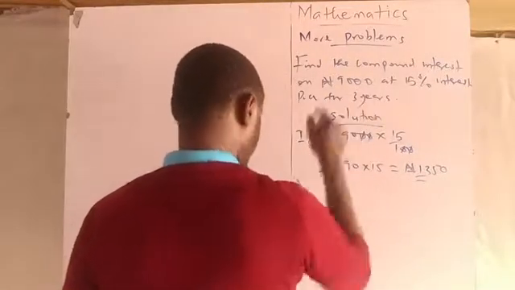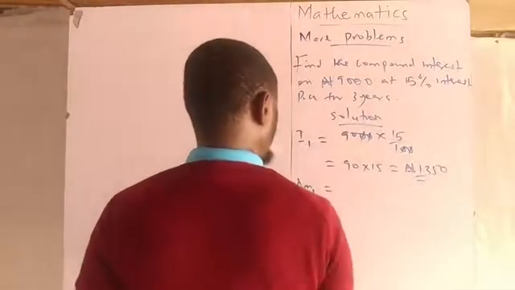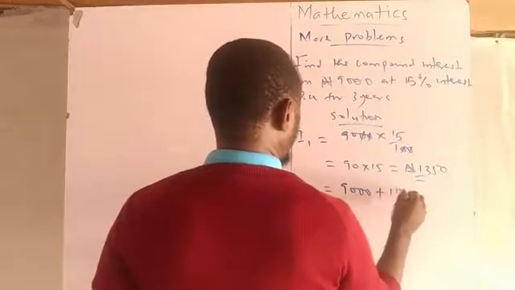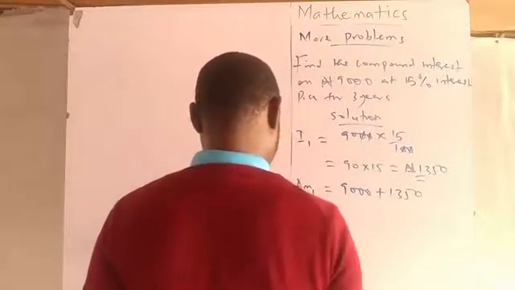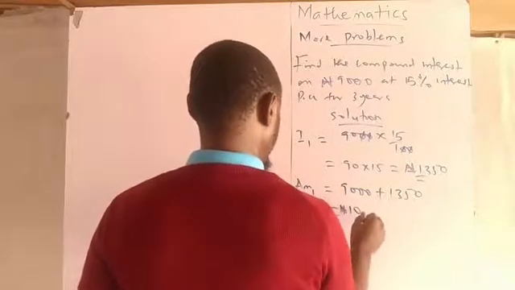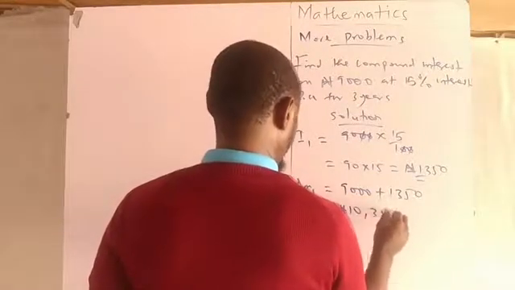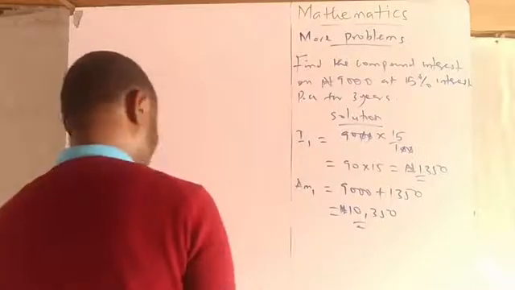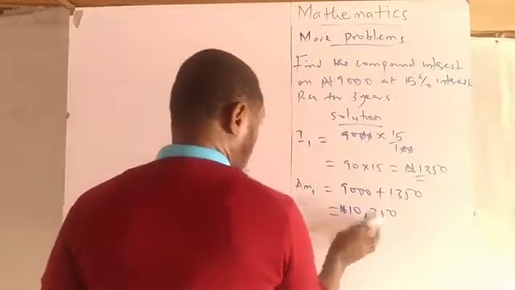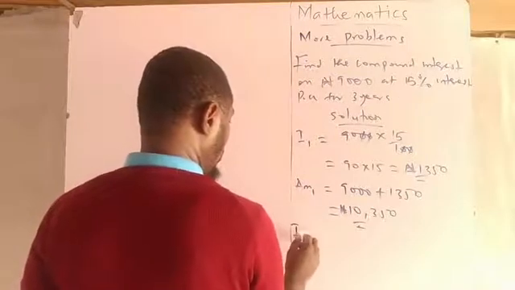Amount for the first year will be 9,000 plus 1,350. If you add that up, you have 10,350. That is the amount for the first year. Then we're done with the first year. So this amount becomes our principal for the second year.